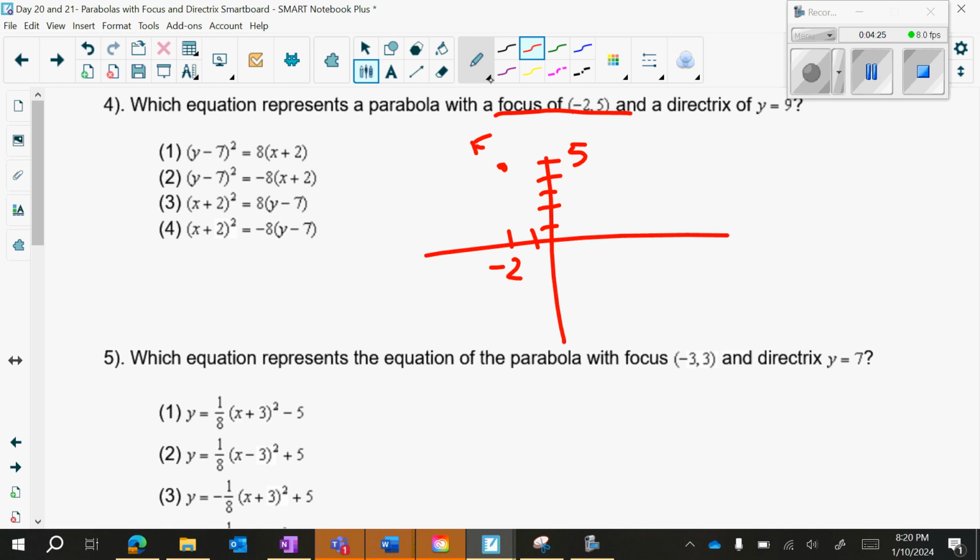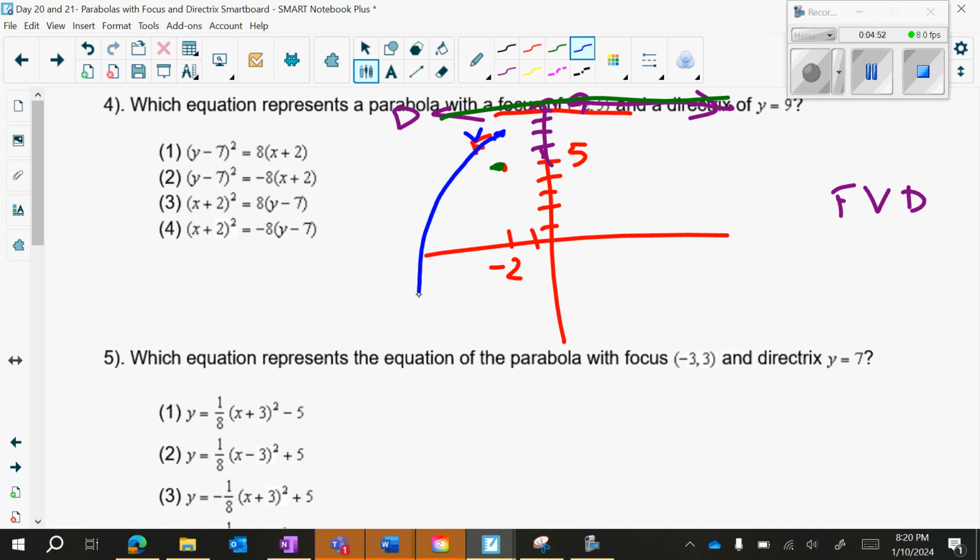The directrix is at y equals 9. I didn't really have a lot of room up here, but 5, 6, 7, 8, 9, at 9 we're going to put a horizontal line. So our directrix is way up top. Remember, the vertex is always in the middle of the directrix and the focus, so the vertex has to be halfway in between. I'm hoping that you're visualizing this and saying that this parabola is going to open down, because the directrix is above the parabola and the focus is inside the parabola.